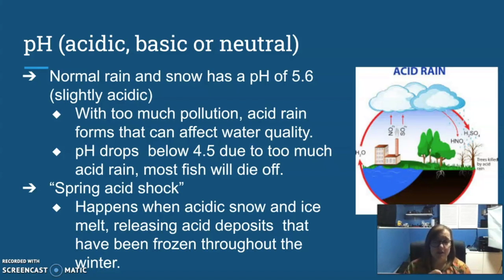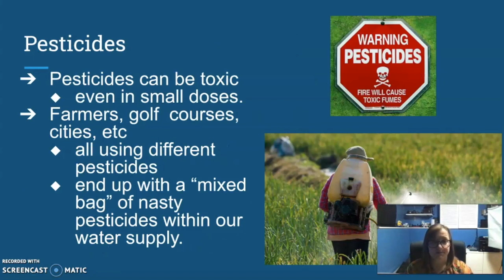The other thing that happens a lot, especially in areas that have tons of snow, which is what we have here, is something called spring acid shock. As the snow melts, the acid has stayed in that snow. As the snow and the ice melt, they release that acid into the water systems. And all of a sudden you'll have this spring acid shock where a lot of animals are killed off in the spring because of this hidden or trapped acid in the snow and the ice.